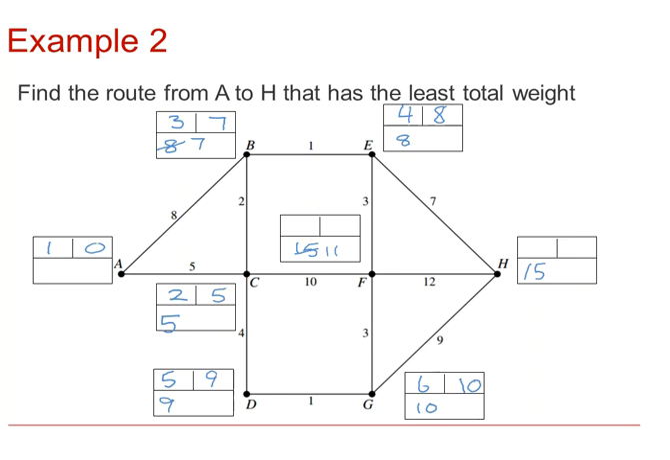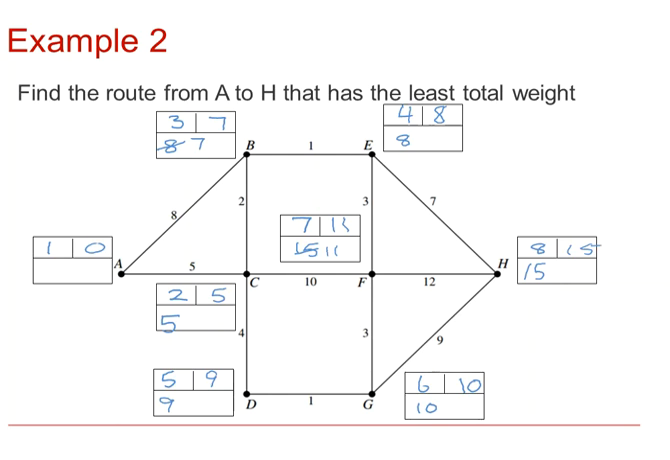So we are now comparing the 11 and the 15. The 11 is closest, so that gets order 7 and permanent label 11. 11 plus 12 would give us 23, which is a lot bigger than 15, so we don't adjust the H. And finally, we have H at 15.